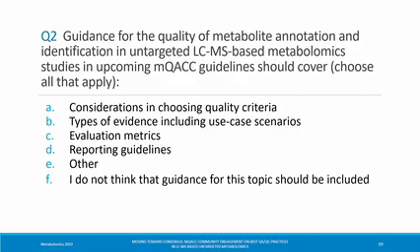So option A is considerations in choosing the quality criteria. Remember the MZ error, retention time error, MSMS match score, minimum match score within there. The types of evidence, including use case scenarios. So, for example, the retention time information for biological sample and your chemical standard. The evaluation metrics, reporting guidelines. Others, you don't get to include what those others are. And then I do not think that guidance for this topic should be included.